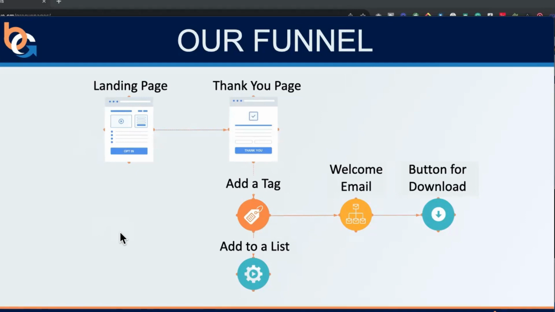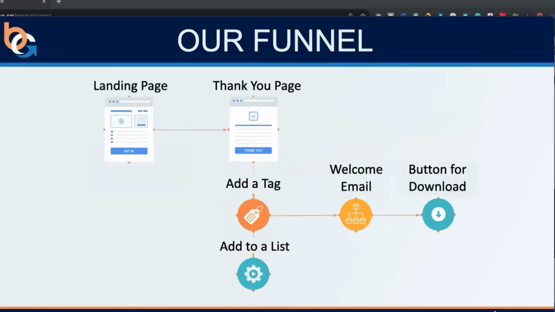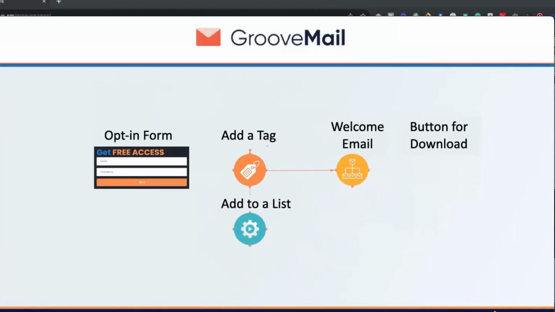In order to do that, we need to build some things for the back end first. These are the things that are part of it. But first of all, we want to build the opt-in form, which is built, as you can see at the top there, in Groove Mail. One of the things that I think is helpful to understand is how all of the apps fit together. So we're going to first create an opt-in form that adds the tag, adds them to a list, and sends a welcome email.